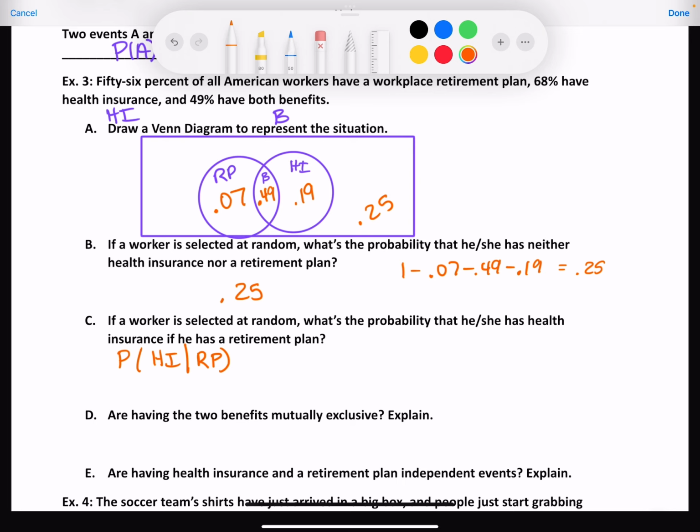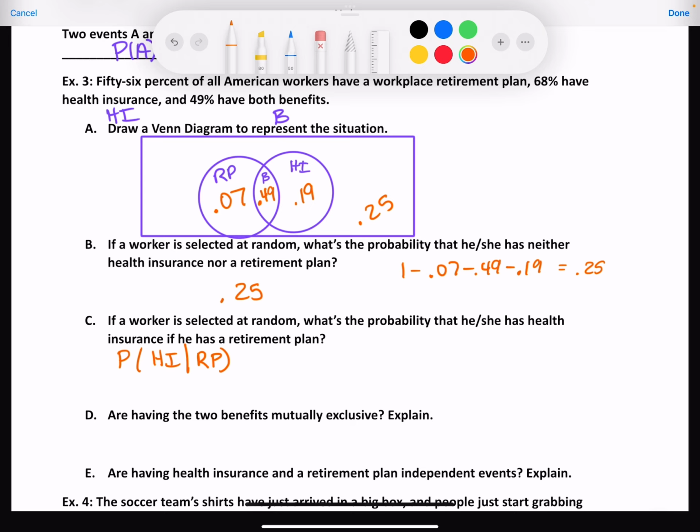I will tell you, sometimes the book words these weird. And they'll say something like, given that they have a retirement plan, what is the probability they have health insurance? They'll actually write it backwards. So make sure you pay attention to wording with these ones. Okay? Don't let it confuse you and just think that the first thing they write is always the first thing that's going there. Okay? This one happens to be, there might be an example in here that's not like that.